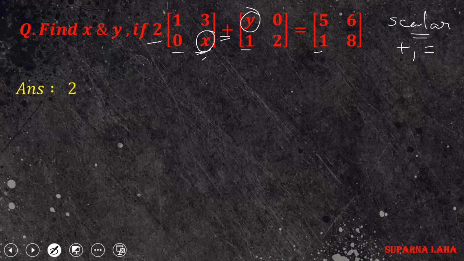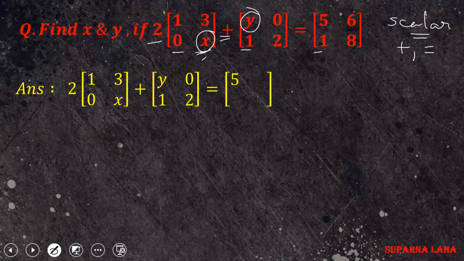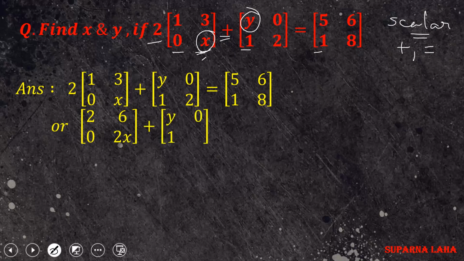So what is given? Given is 2 into the 2 cross 2 matrix 1, 3, 0, X, plus the matrix Y, 0, 1, 2, is equal to this 2 cross 2 matrix 5, 6, 1, 8. Now just multiply the first matrix with 2. So 2 into 1 is 2, 2 into 3 is 6, 2 into 0 is 0, 2 into X is 2X. And write down the other matrix, that is Y, 0, 1, 2, and it is equal to 5, 6, 1, 8.